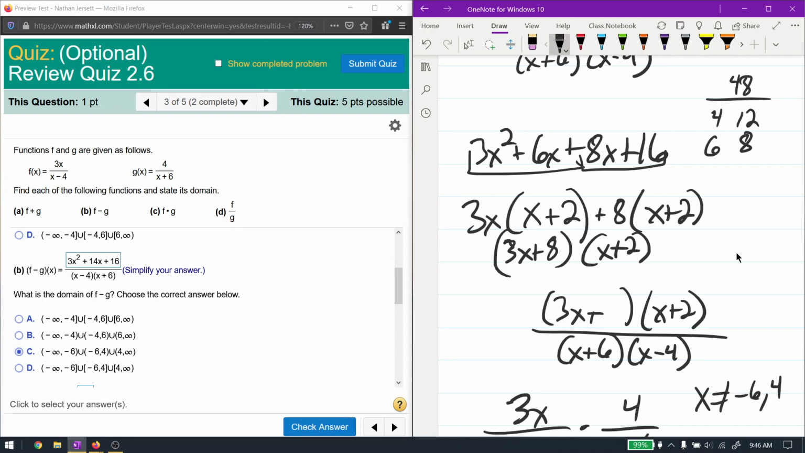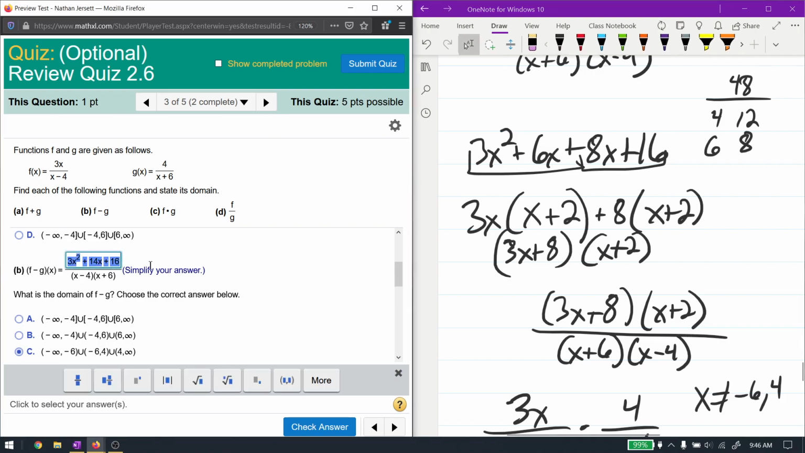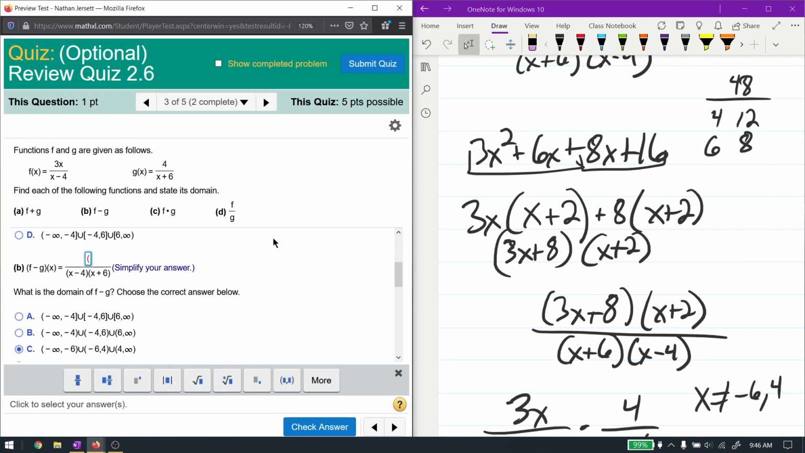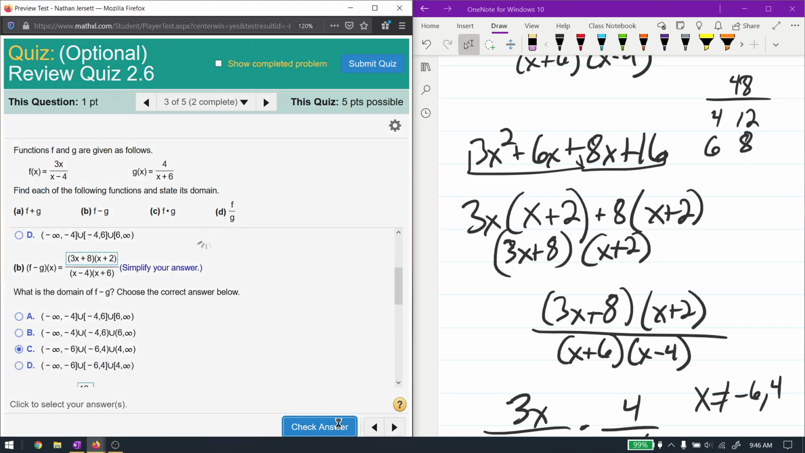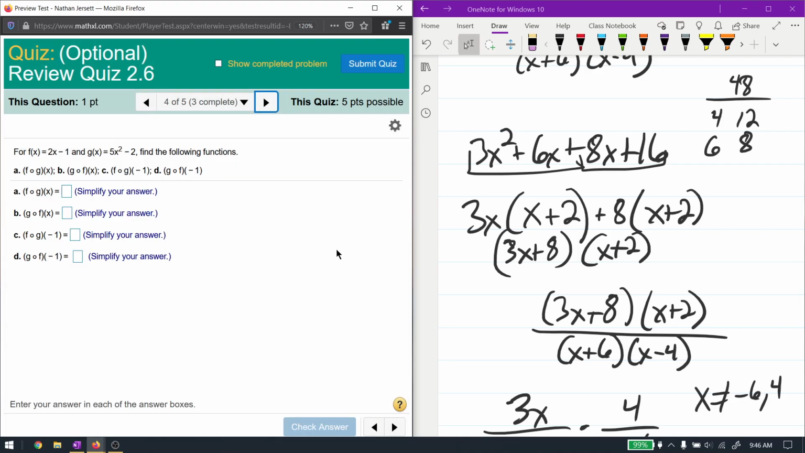It doesn't change really any of the domain or the answer by much. It's really just that one little change there, which makes the whole thing wrong, honestly. So you've got to be very careful with your work. And now that's completely correct. Okay, let's move on to the next one.